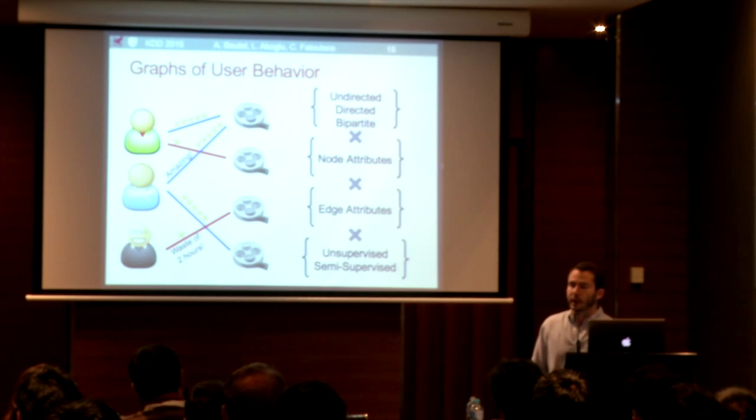So really we have this cross product of different properties we're going to try to address here. There's the type of graph. Do we have node attributes, and what are they? Do we have edge attributes, and what are they? And do we have an unsupervised problem or a semi-supervised problem? We're going to look at the cross product of all 4 of these things.